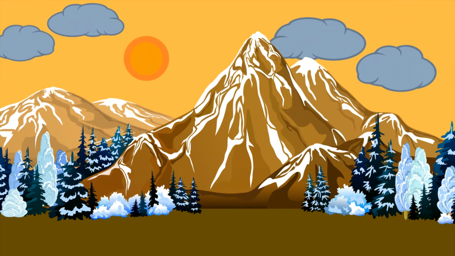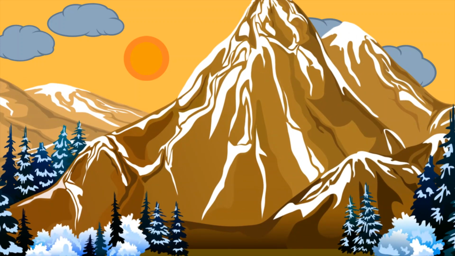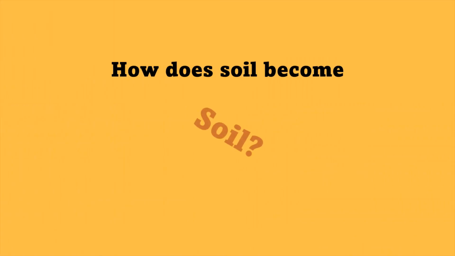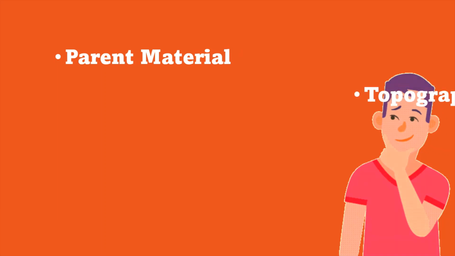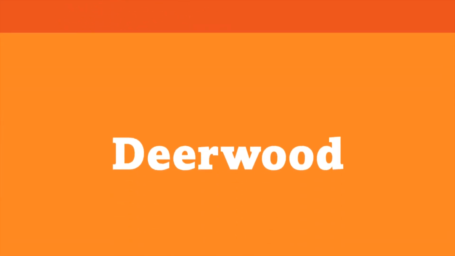Soil is a part of our everyday lives, but how much do you know about what's under your feet? Let's start by asking, how does soil become soil? There are 5 soil-forming factors, or components that play into the formation of a soil: parent material, topography, climate, organisms, and time. To better understand soil, let's look at these concepts through the lens of the soil series Deerwood.